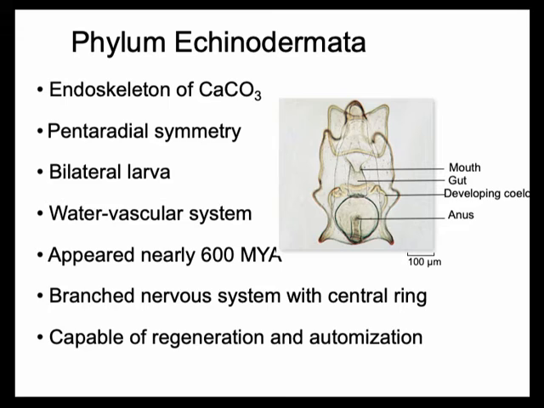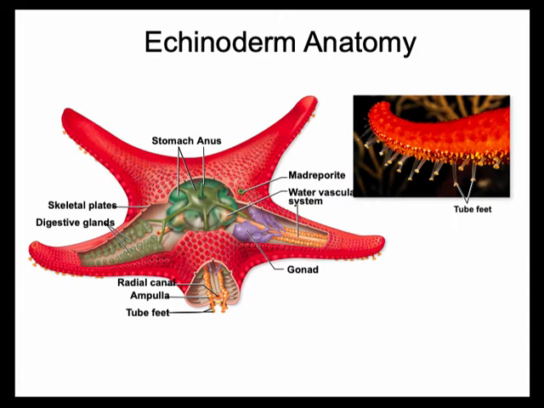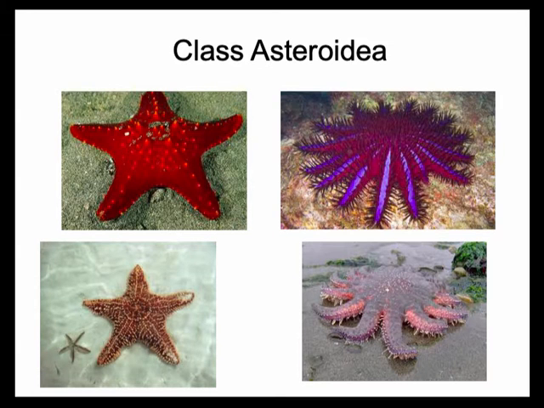They appeared about 600 million years ago, and their nervous system is a central ring with a branch into the 5 parts of the organism. And they're capable of regeneration, and if you cut a branch of a starfish, they can regrow that piece. So we see a basic anatomy of an echinoderm that has pentaradial symmetry.